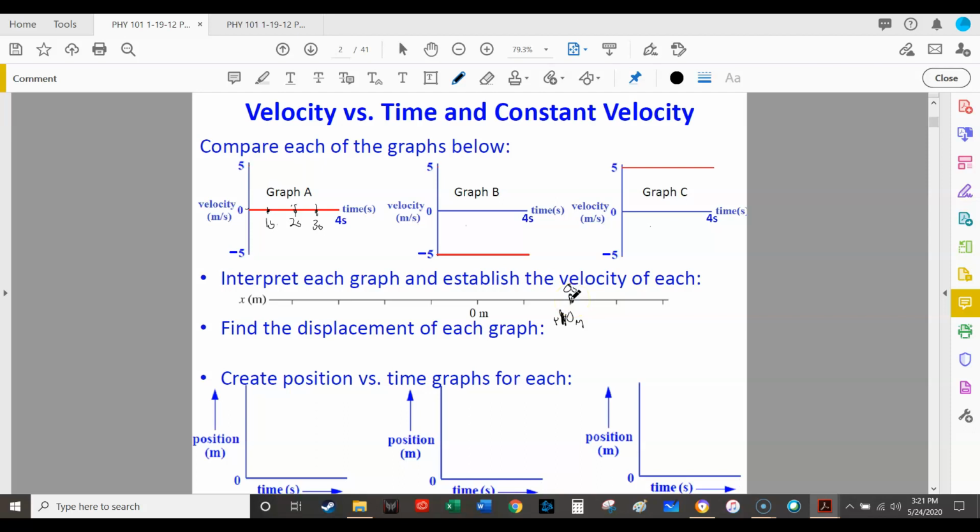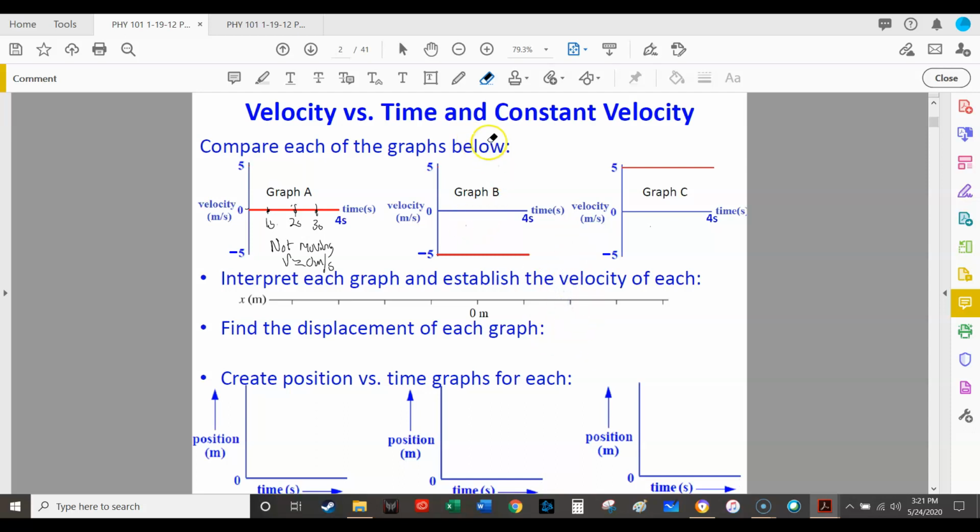You're not moving. At the 1 second mark, you're also still here. At the 2 second mark, you're still there. And at the 4 second mark, you're still there. So what is that saying? That says that you are not moving. So graph A is an object that is not moving. Its velocity is 0 meters per second for every second that you're seeing here. This interpretation is the velocity over a period of time, and your velocity is in the horizontal direction and it's 0 meters per second.